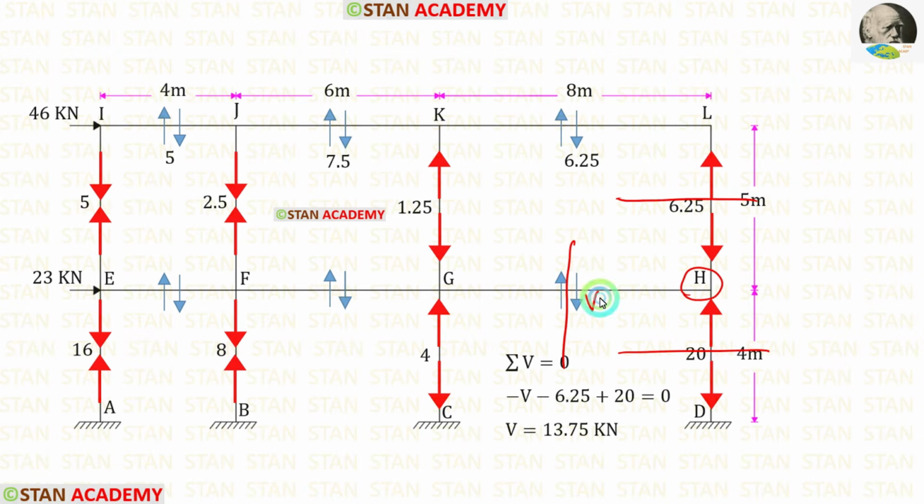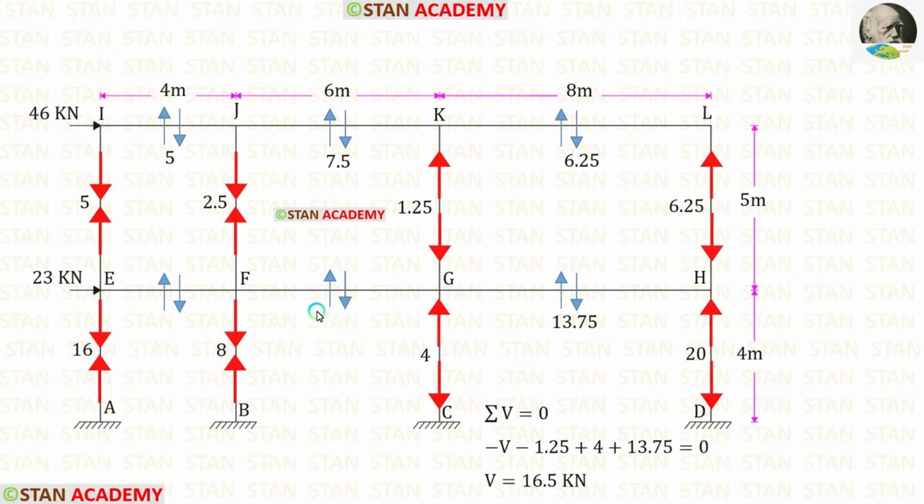The shear force is acting downwards, so that will be negative. This force is acting downwards, so that is also negative. This force is acting upwards, so that will be positive. Finally, for V, we are getting 13.75. Let us enter that. Now, let us find the shear force in the member FG.